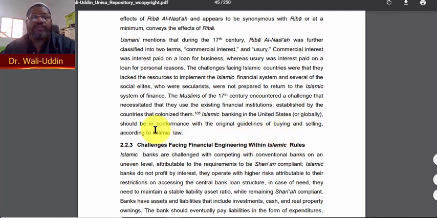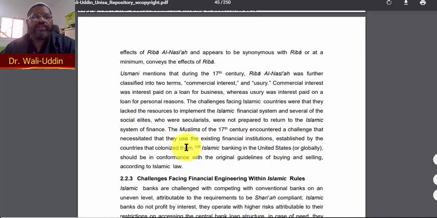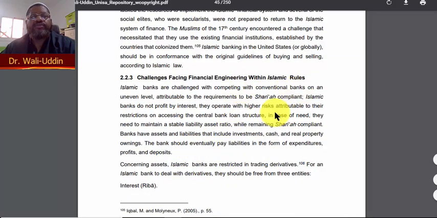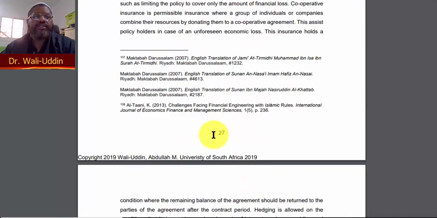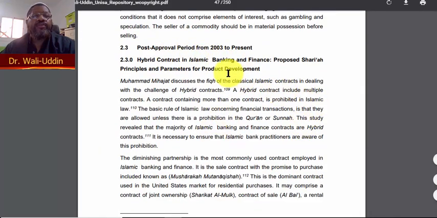Islamic banking in the United States or globally should conform with original guidelines of buying and selling according to Islamic law. This developed in this book, and then we have another book, Challenges Facing Financial Engineering. This is the theory area. And then we have the post-approval period from 2003 to present: hybrid contracts, on the theory of contracts.